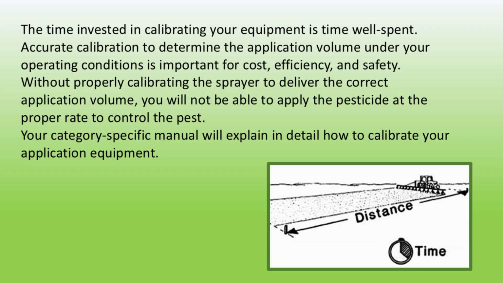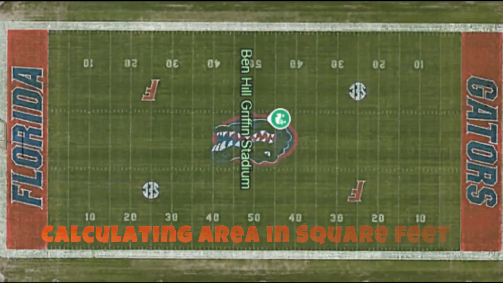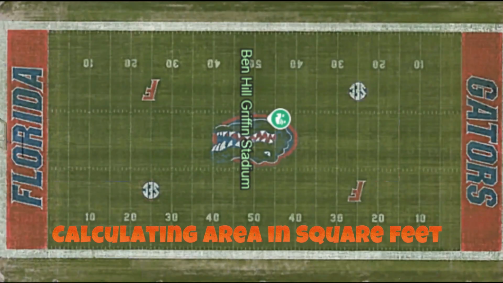Think about what I just said. That time you invest in calibrating your equipment is definitely time well spent. Again, this is going to be important for cost, efficiency, and safety. So every company out there is trying to keep cost under control. Obviously, we need to be efficient. We need to make sure we're applying the right amount of product at the right time, at the right place, and safety. Anytime we're not calibrated with our equipment, we're putting our safety, the environment's safety, and other people around us at risk. Let's take a look at calculating area in square feet.